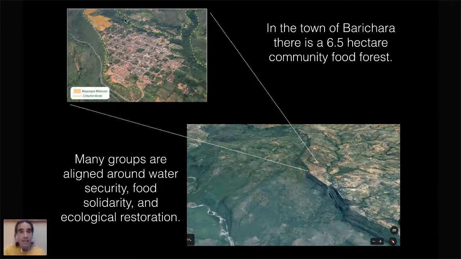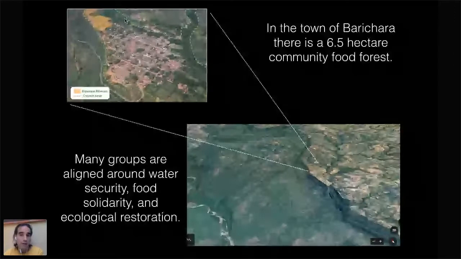But within Barichara, as you can see in the upper left, colored in this orangish brown color, is Bioparque Moncora, which is a community food forest, 6.5 hectares of land, and it's owned by a local association. So there are 40 families in Barichara that own this association, and they've recently made it their number one priority to develop a biopark. So this is a reforestation project. It's about 10 years old, led by two elder women in the community named Camila and Vicky, who are wonderful people in the town that are highly respected.